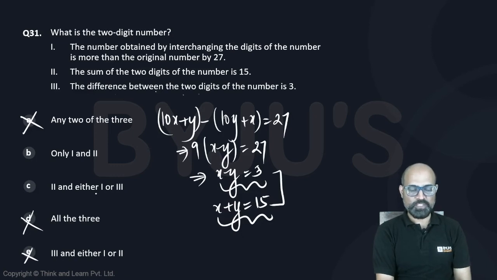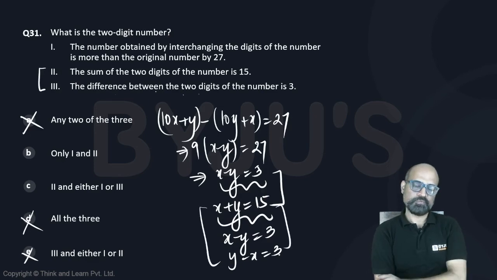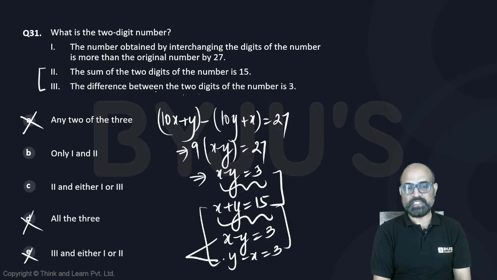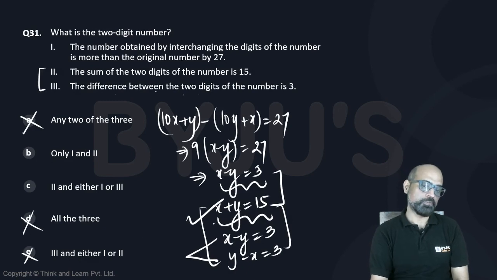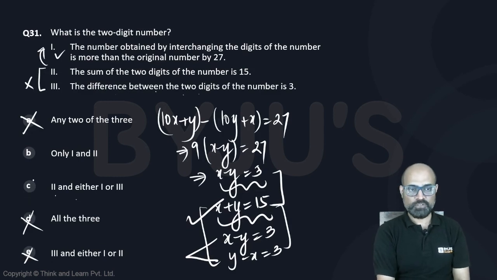Now we have to check between these two. What if we check second and third? So second says sum of the digits is 15 and the difference is 3. Difference is 3 means x minus y is 3 or y minus x is 3. We don't know, right? So there are going to be 2 possibilities if we take second and third. Second is one unique case, but third is going to give us 2 possibilities. So we can't have 2 and either 1 or 3. So 2 and 1 makes sense. 2 and 3, it doesn't. So C is not our answer.